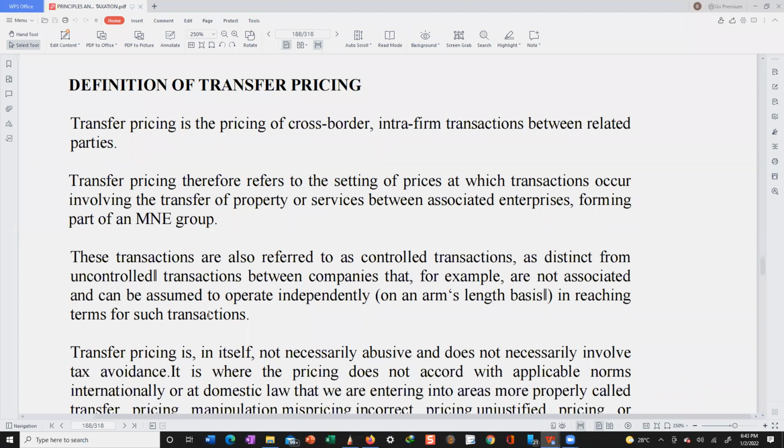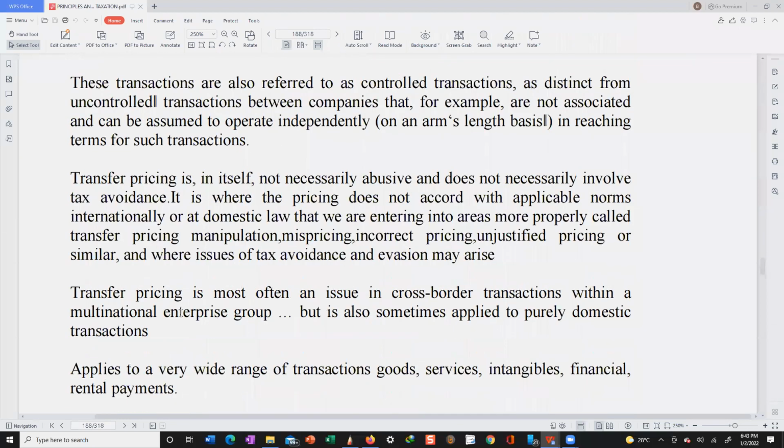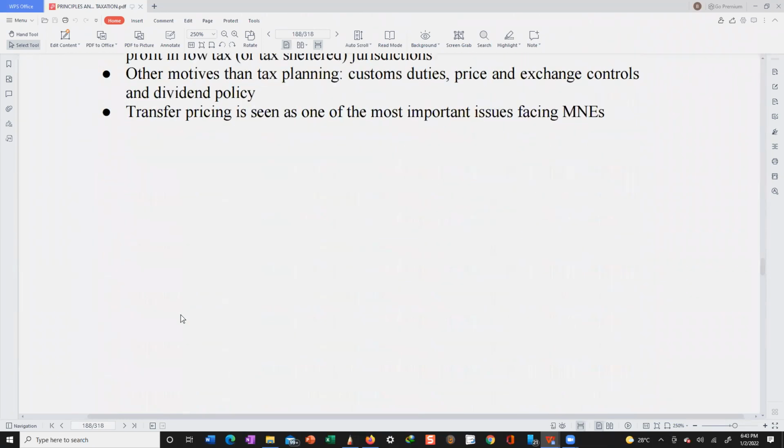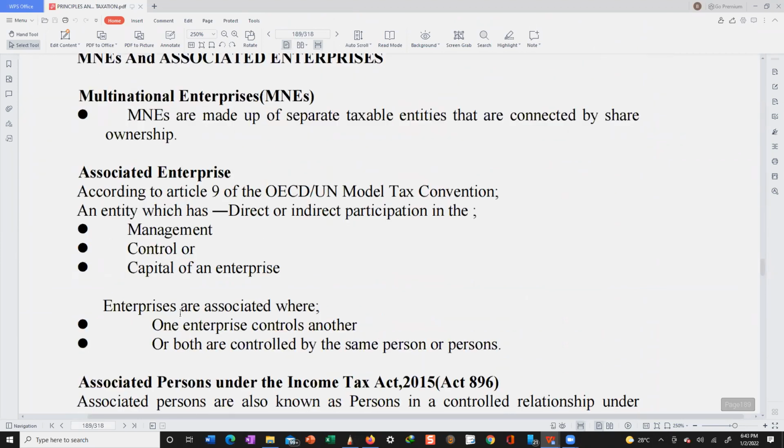So I told you that transfer pricing is the setting of prices for cross-border transactions, usually between associated enterprises for the transfer of property, goods, and services. And also income. When you transfer income as well, it could be transfer pricing. So who are these associated enterprises I'm talking about? Associated enterprises, who are they? Now, associated enterprises may begin from multinational enterprises who are made up of separate taxable entities that are connected by share ownership. So you have entity A, entity B, entity C, who are all connected by share ownership.